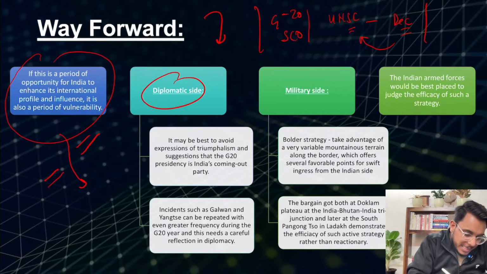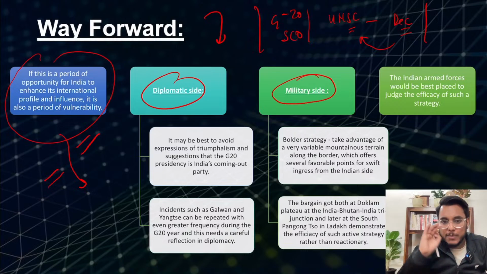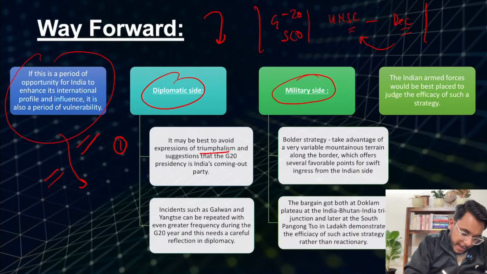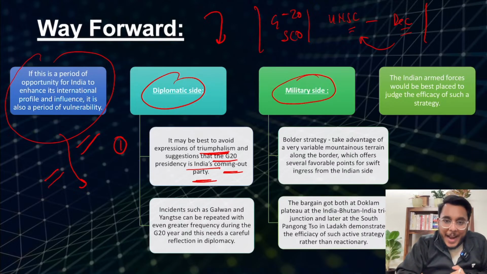So on the diplomatic side and on the military side, we need to take up certain reforms. What can be the way forward? Number one way forward is that it is best that we avoid expressions of triumphalism. Fine, the G20 presidency is India's coming out party. That pomp and show needs to be just symbolic, and on real diplomatic channels we need to engage.